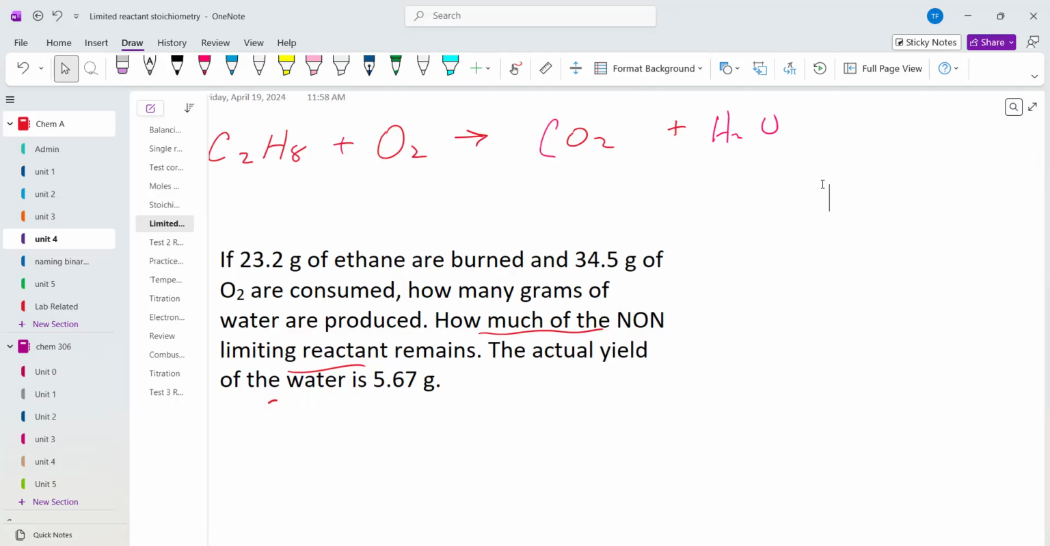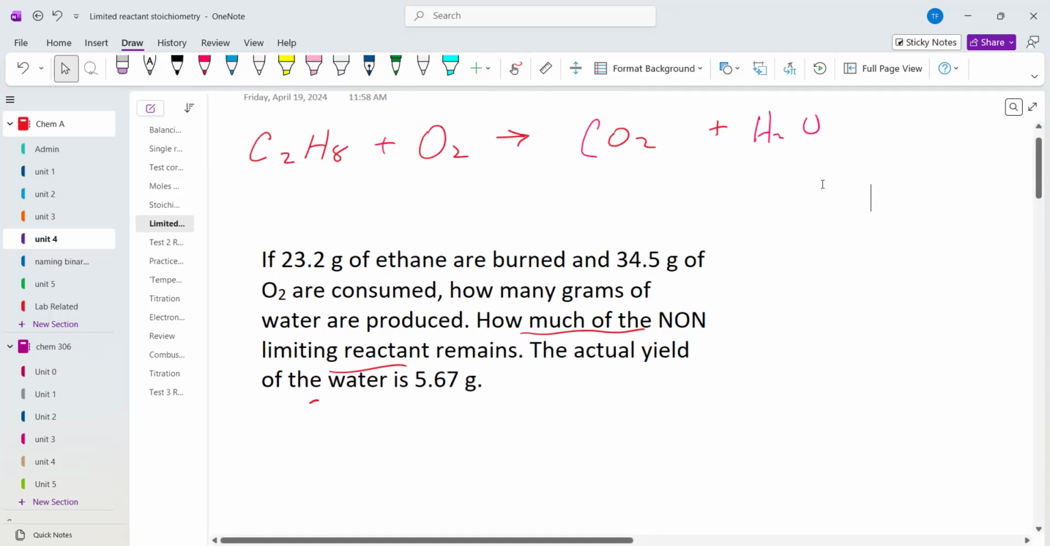Is the reaction balanced? No, it's not. Okay, so we're going to do C2H6 plus O2. Now, we can work with liters, we can work with number of particles, we can work with grams. This problem is going to be a gram problem, because there are some additional conversions you have to do if it's not in grams. We're just going to stick to grams. This is going to be challenging enough.